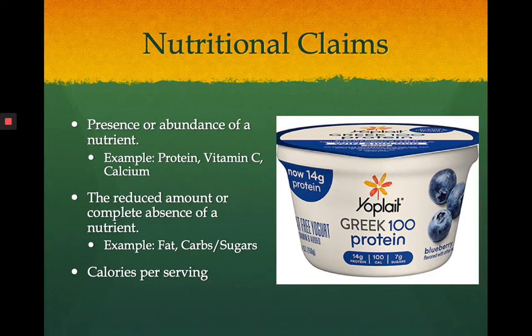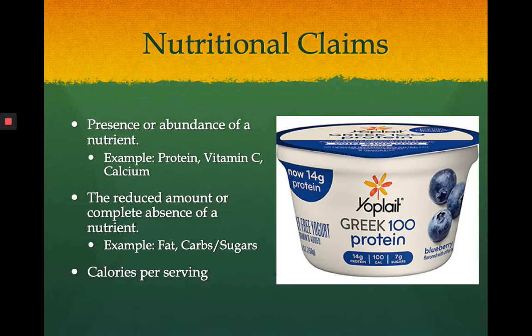So, nutritional claims. Well, they'll talk about a presence or an abundance of a particular nutrient. For example, if there's protein or if there's a bunch of protein, vitamin C or calcium. They may mention the reduced amount or complete absence of a particular nutrient, like fat or carbs and sugars, because we know that although we need fat and we need carbohydrates, there's often this idea that low fat and low carb is appealing, and so a lot of products will mention if those are in a reduced amount or have an absence. We'll also see the calories per serving.